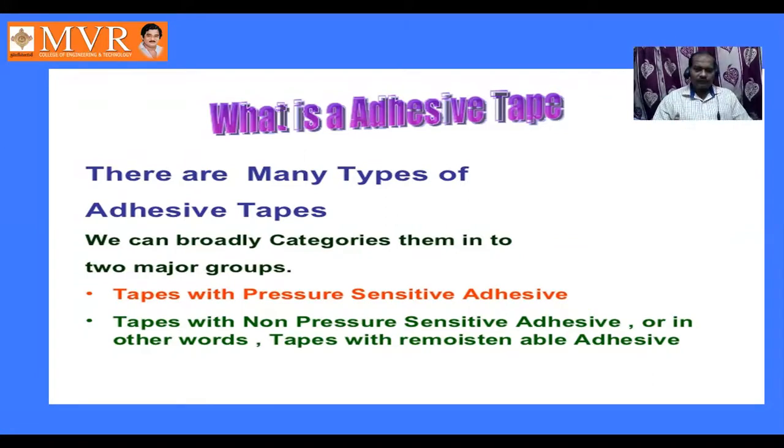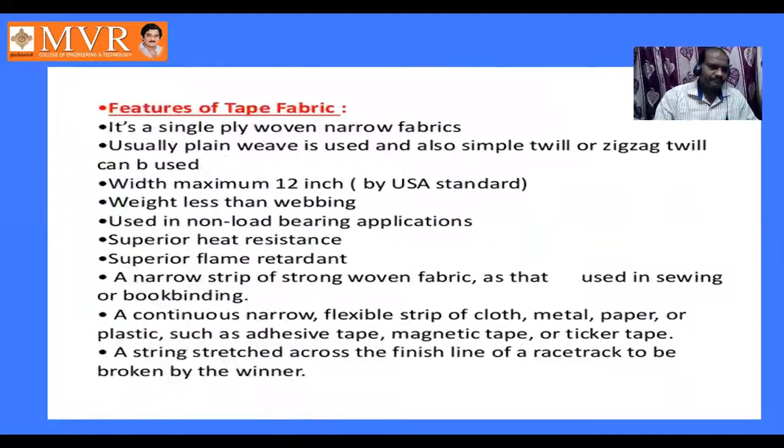Similarly, tapes can be classified based upon length, dimensions, and width. Based upon the categories broadly, pressure-sensitive and non-pressure-sensitive was another category. These are the different categories we can go for with tapes.